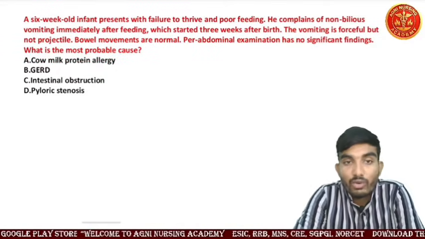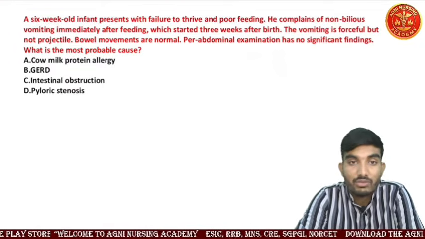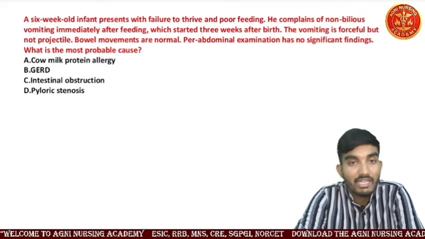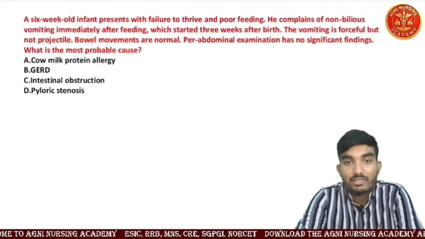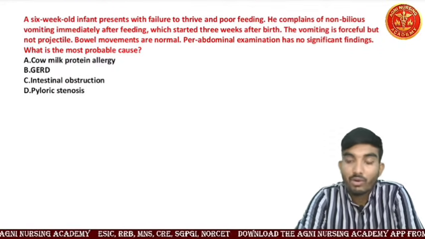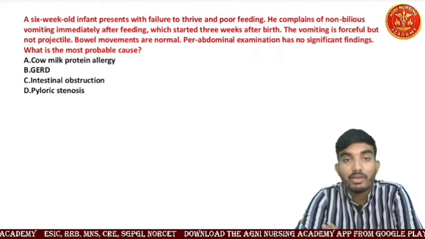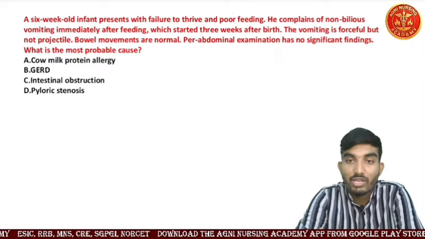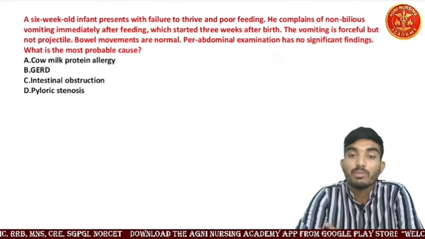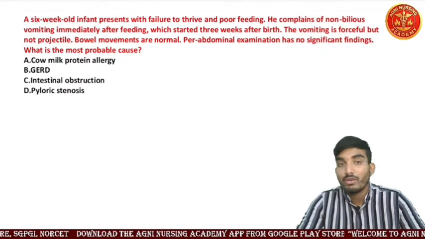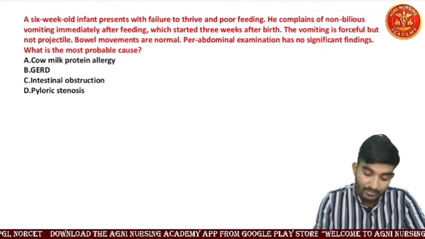A 6-week-old infant presents with failure to thrive and poor feeding. He has non-bilious vomiting immediately after feeding, which started 3 weeks after birth. The vomiting is forceful but not projectile. Bowel movements are normal. Per abdominal examination has no significant findings. What is the most probable cause? They asked the cause of forceful, non-bilious vomiting.